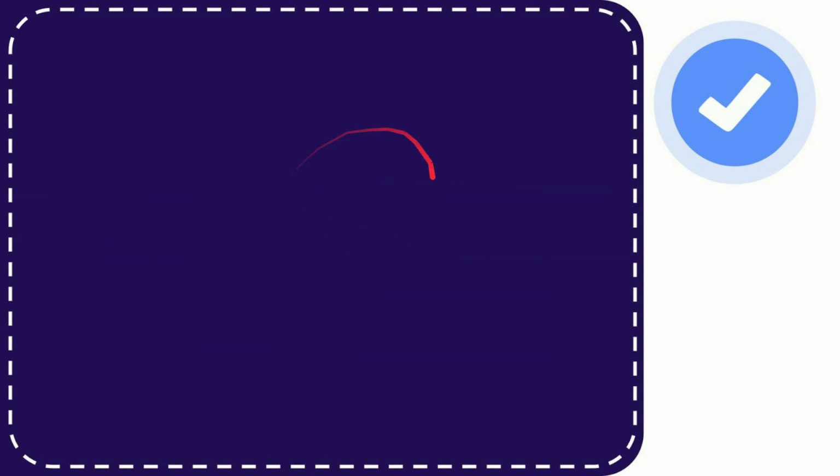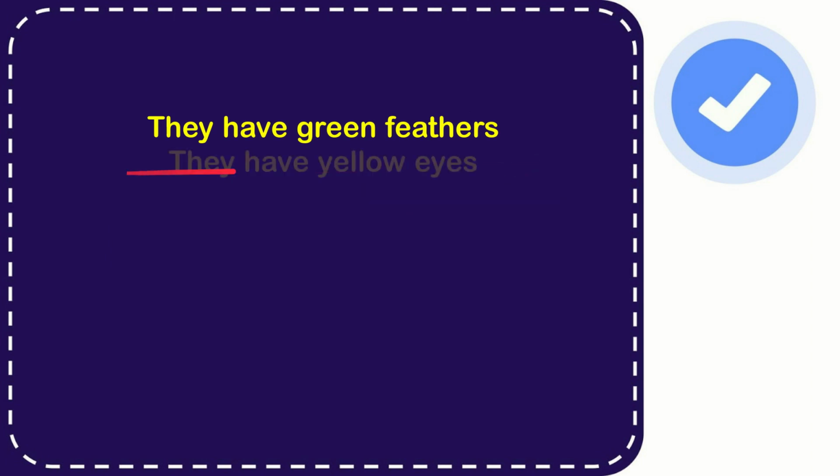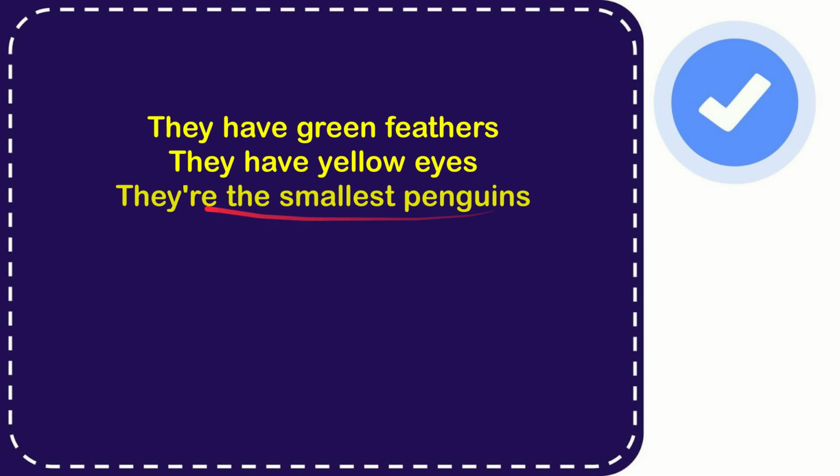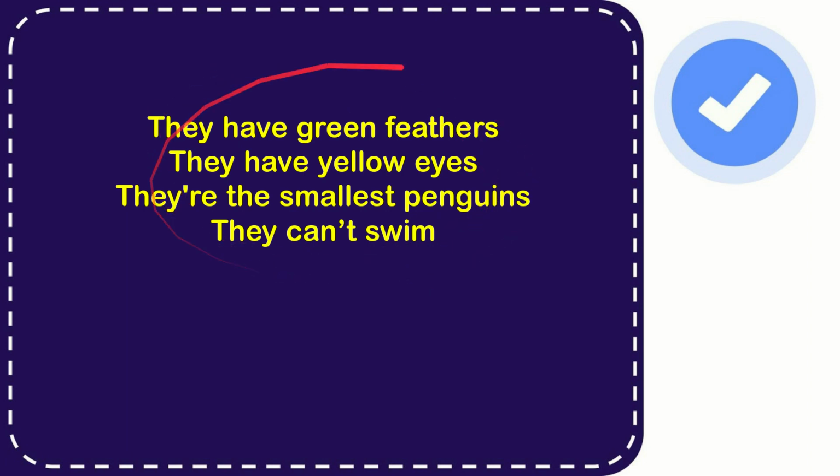Now I'll give you a list of the options. The very first option is they have green feathers. The second option is they have yellow eyes. The third option is they are the smallest penguins, and the very last option is they can't swim. So from these four options, what do you think? Which one is the correct answer for the question?